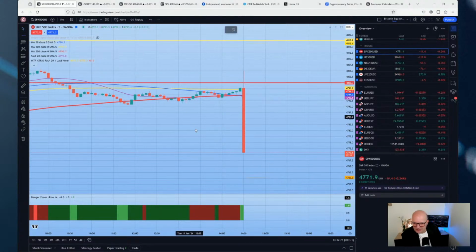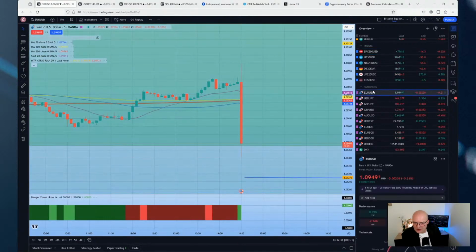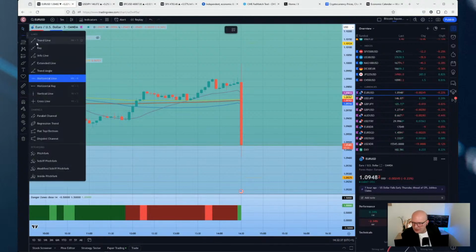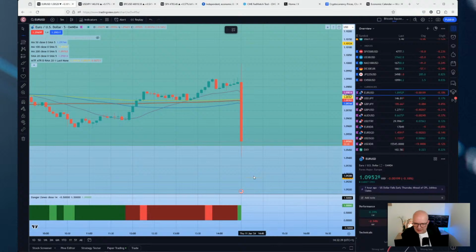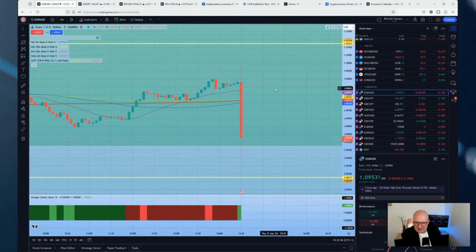S&P 500 now coming a little bit closer, but still 10 points away. Let's switch back to euro dollar. And also here, I want to go with a horizontal line. The only thing I don't like about this average true range indicator is that it's not so easy to see on the chart. Euro dollar a little bit rebounding here actually.